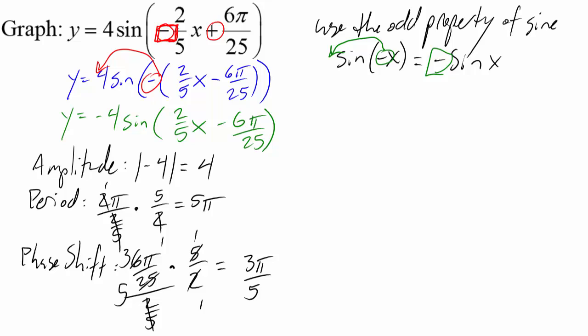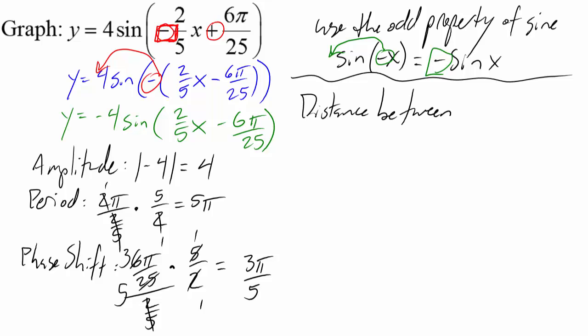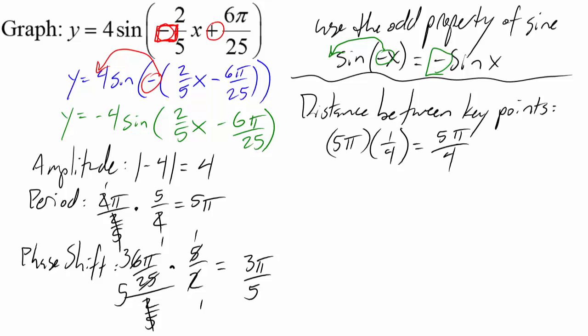Next, we're going to look at the distance between key points. Now, this is going to help us plot the relevant points on our graph, and we do this by taking our period, which was 5 pi, and multiplying by 1/4. So we get our distance between points as 5 pi over 4.